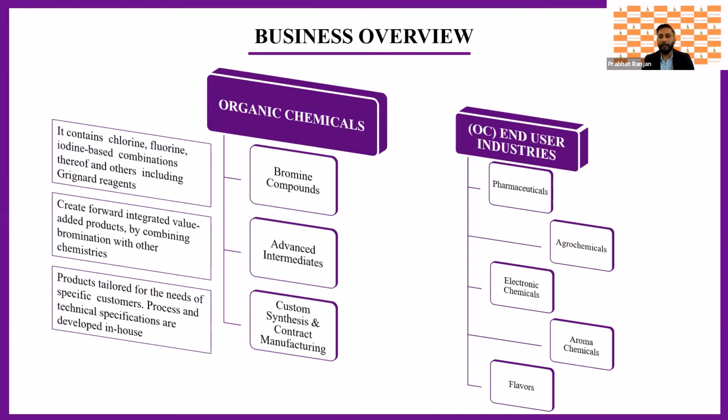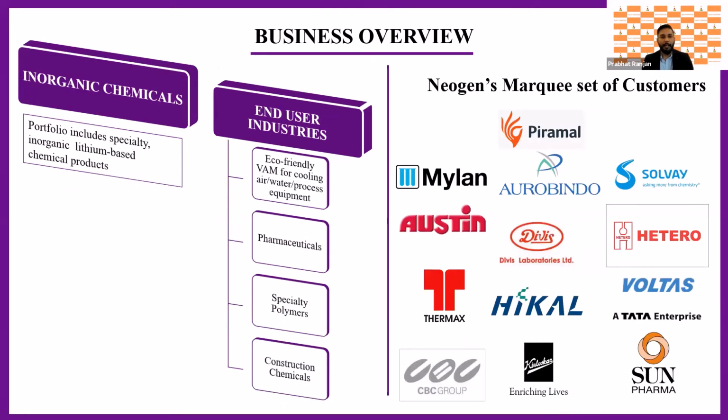Now going ahead, if you can move to the next slide, we'll discuss the inorganic side. On the inorganic side, for lithium-based chemical products, the end user segments are mainly eco-friendly VAM for cooling, air and water processes. They are also used in pharmaceutical, specialty polymers and construction chemicals, right?